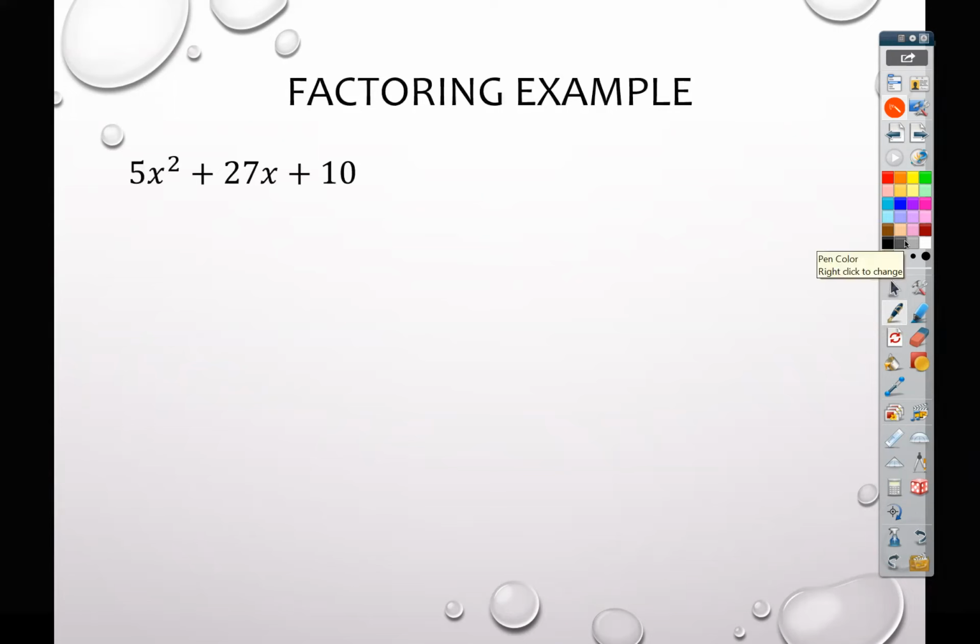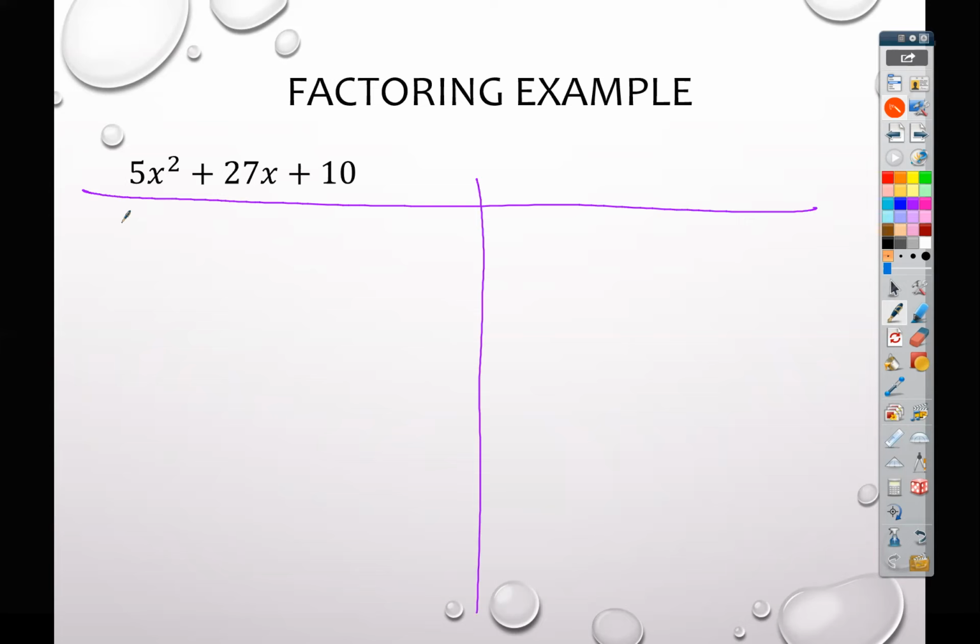So this is one factoring example I wanted to show you. Okay, so I want to show you both ways. So I'm going to show you guess and check first. So you would say, okay, what times what is 5x squared? 5x times x. What times what is 10? 2 and 5. And you know both of your signs have to be positive. But how do I get this 27 in the middle?